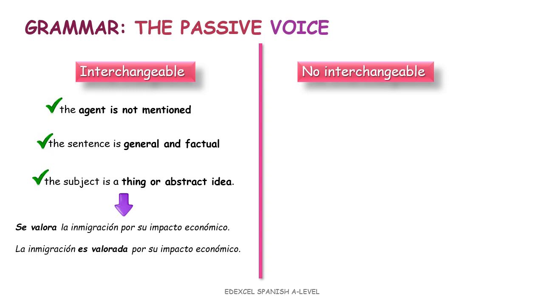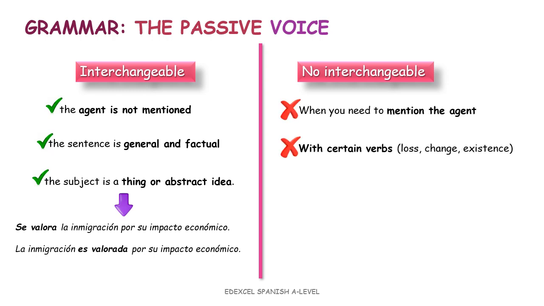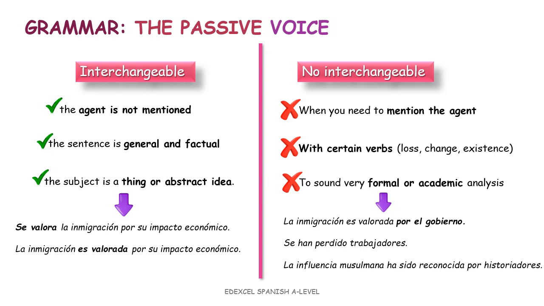When are they not interchangeable? When you need to mention the agent. Also with certain verbs: loss, change, existence. This is very common with topics like fishing and labor shortage. And in very formal or academic analysis, the passive sounds more deliberate and controlled, especially in essays. For example, la inmigración es valorada por el gobierno, as we saw. Se han perdido trabajadores. La influencia musulmana ha sido reconocida por historiadores.